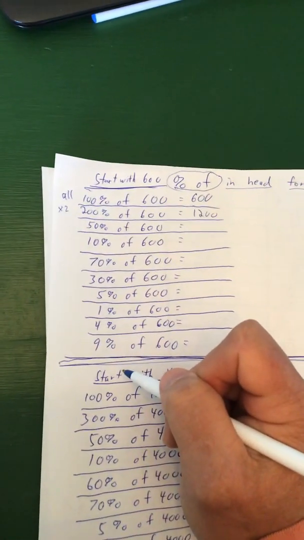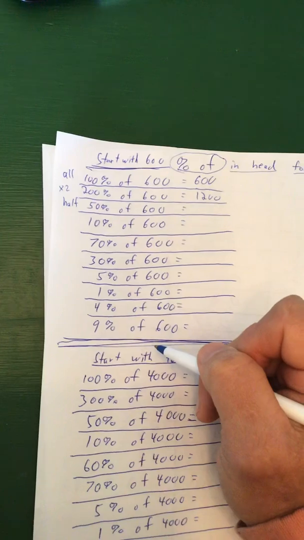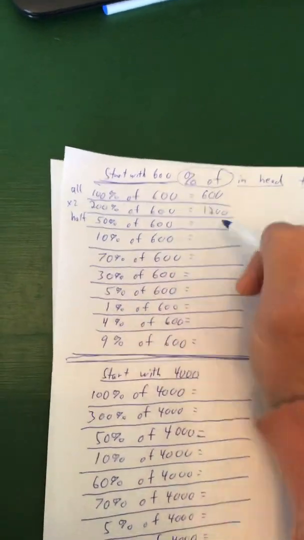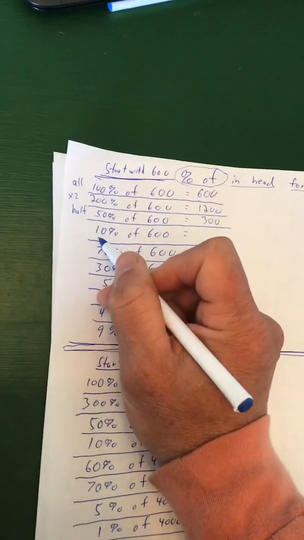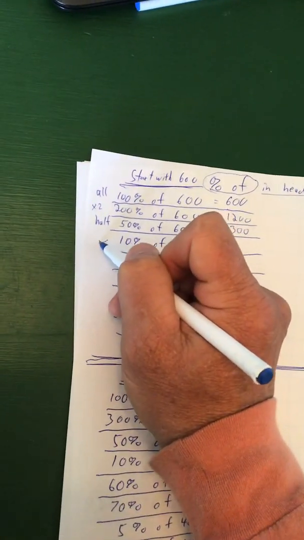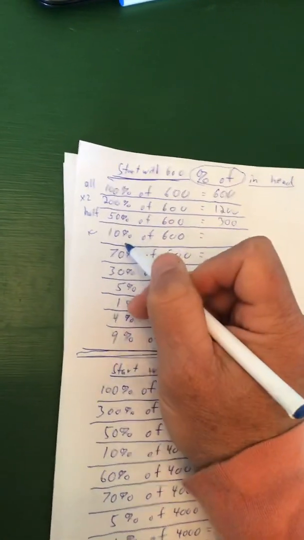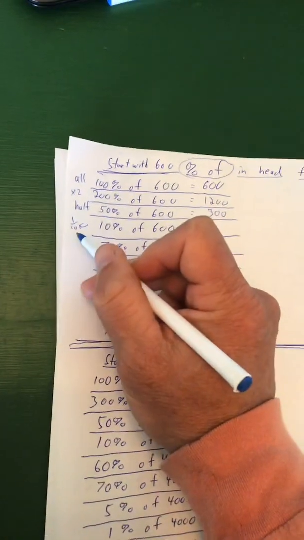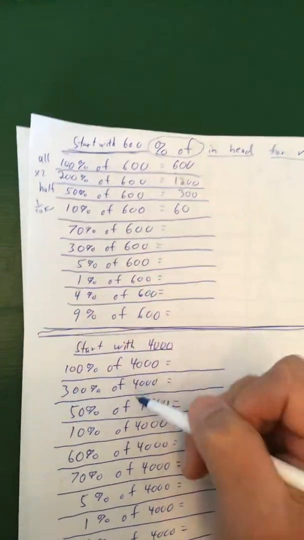What does 50% mean? Well, it means half. What's half of 600? Well, that'd be 300. And 10%, you just move the decimal one to the right. 10% means 1/10, which means you move the decimal 1 place. 10% of 600 is 60.